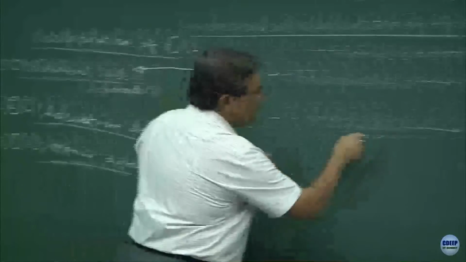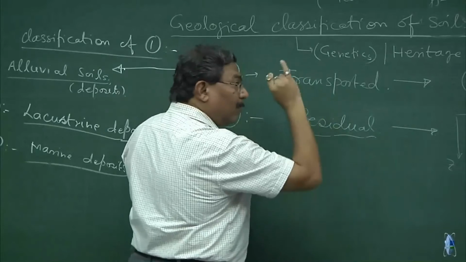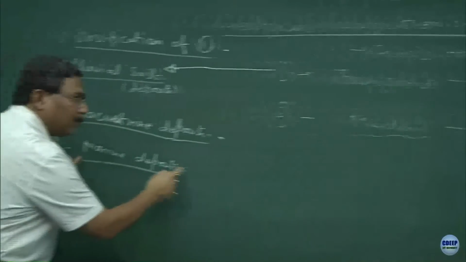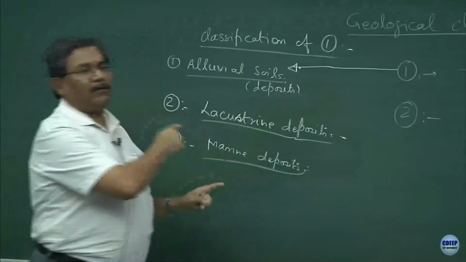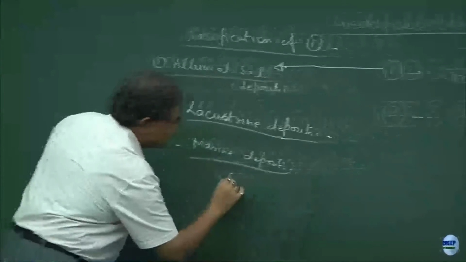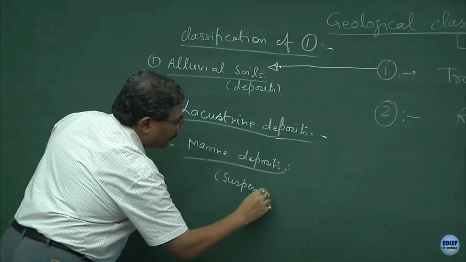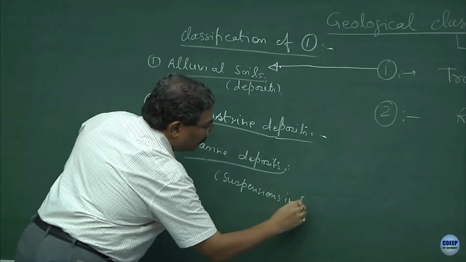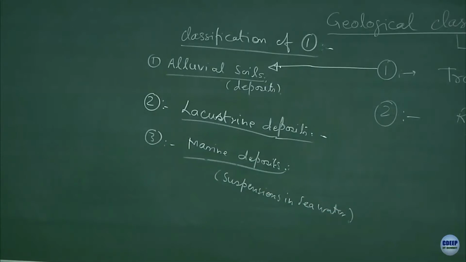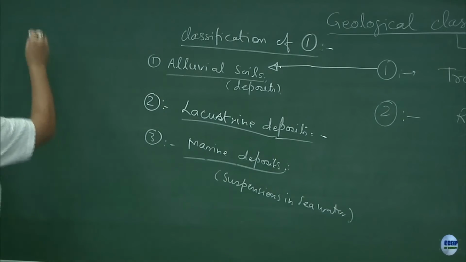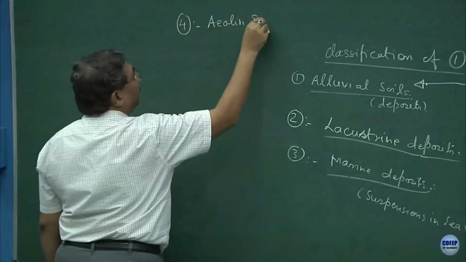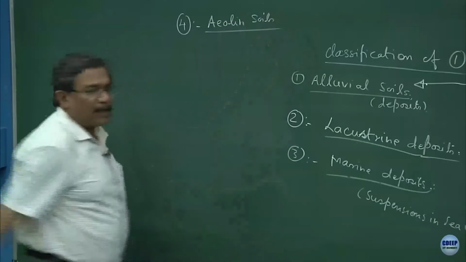So, the residual soils are also one of the types; one type of residual soil would be marine clays, and in marine deposits also we can have transported marine deposits. Mostly these are the suspensions in sea water. Then we have the fourth category as aeolian. We call them aeolian soils. What are aeolian soils?